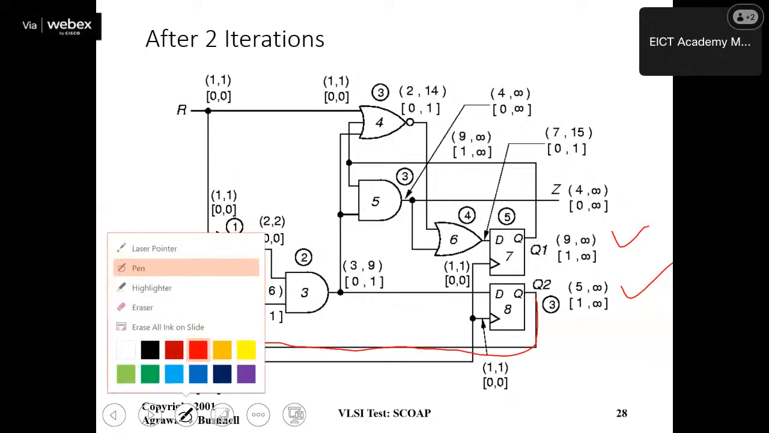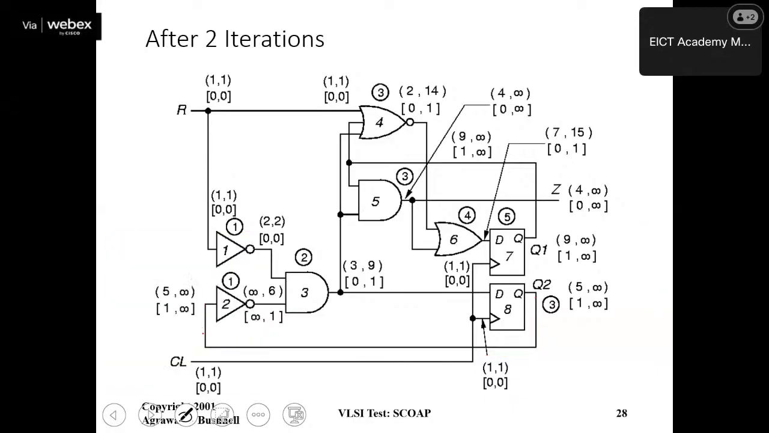For the next iteration, how can we proceed? We have the value over here as 5 comma infinity and 1 comma infinity. This is an inverter, so inverter means we are flipping. The 0 is affecting the output controllability of 1. So this becomes 5 plus 1, that is 6. And SC0 is responsible for SC1 of the output. So that's what we are having, 6 1.